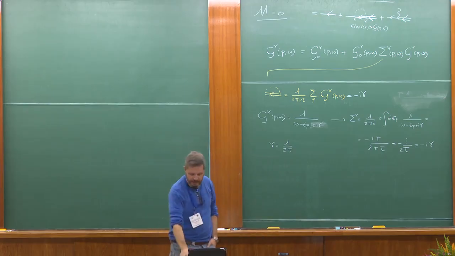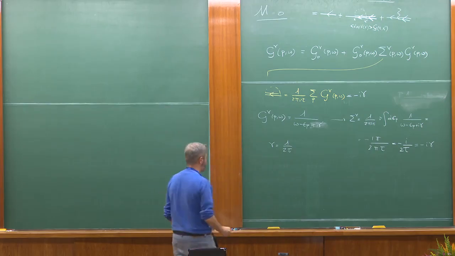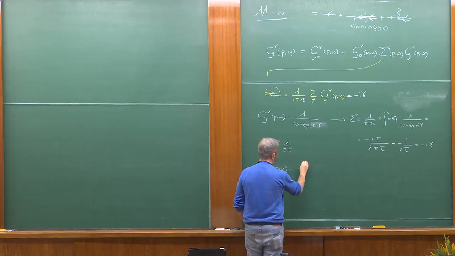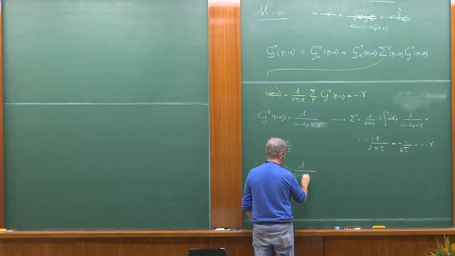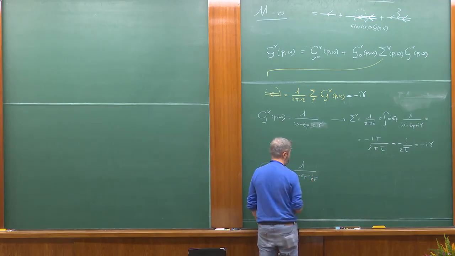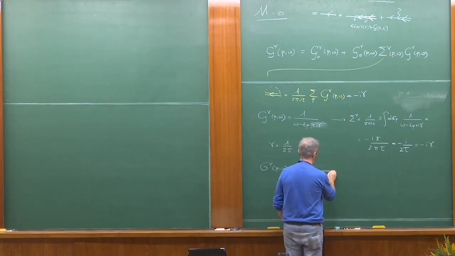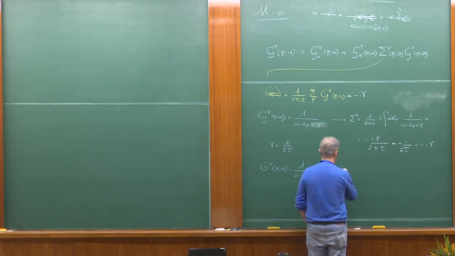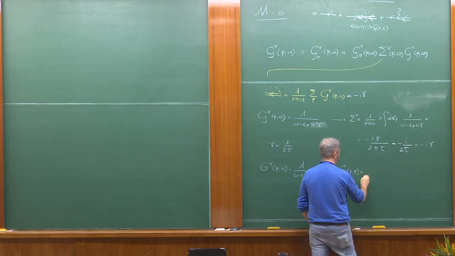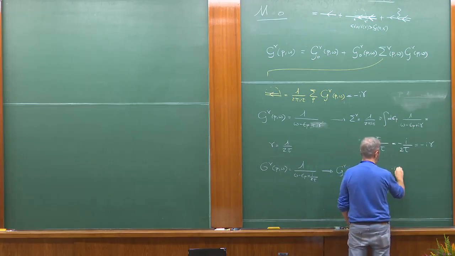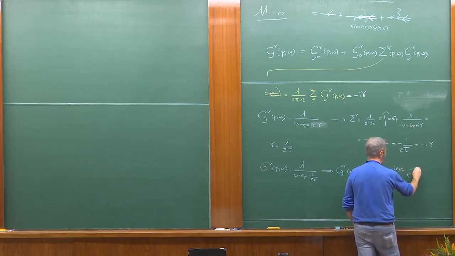And now my claim is that this implies that G retarded p of omega is equal to 1 over omega minus epsilon p plus i over 2 tau, which can be interpreted as saying that tau is the mean free time. Why? Because if I take the Fourier transform with respect to omega, I get G retarded at time t for momentum p equal to minus i theta of t times e to the minus i epsilon p t, and then e to the minus t over 2 tau.